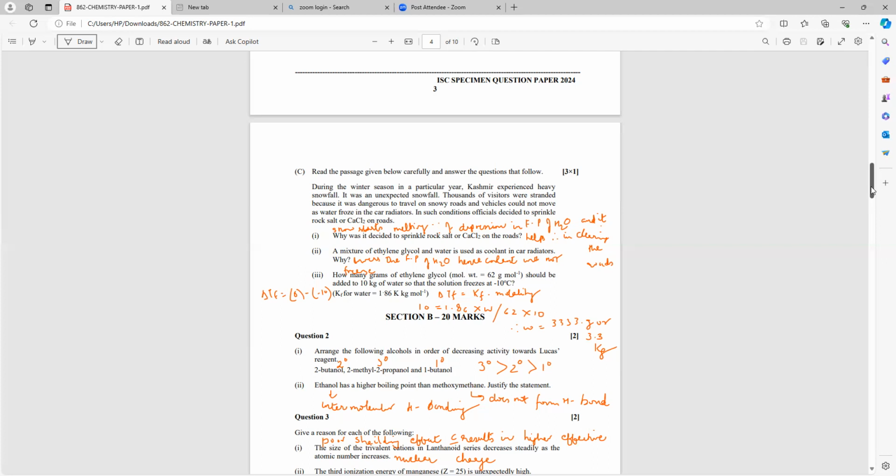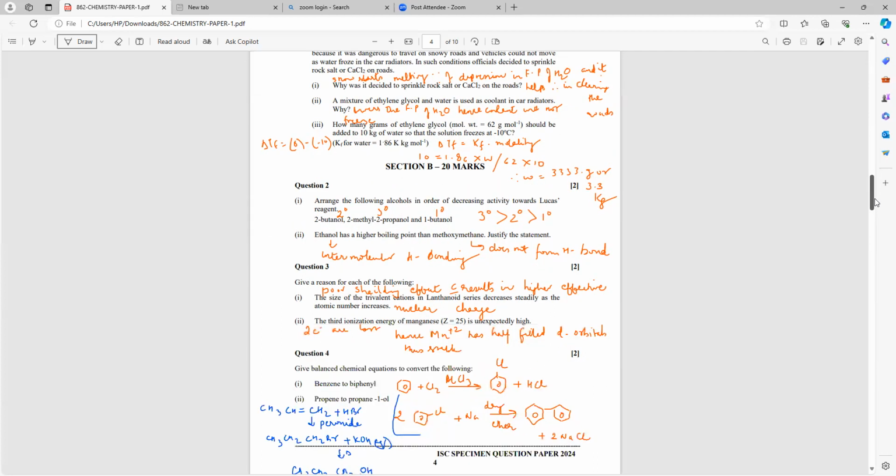Now we come to section B. Question number 2. Arrange the following alcohols in order of decreasing activity towards Lucas reagent. Now we are well aware that Lucas reagent will always give turbidity at once with the tertiary alcohol. After 5 minutes, it shows with the secondary alcohol, and with the primary alcohol, no turbidity is shown with the Lucas reagent under normal condition.